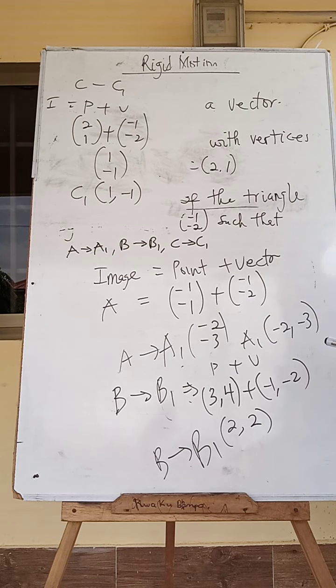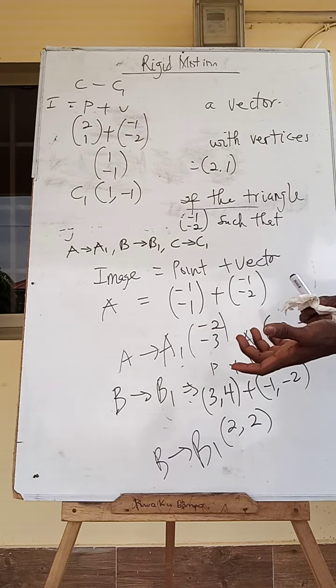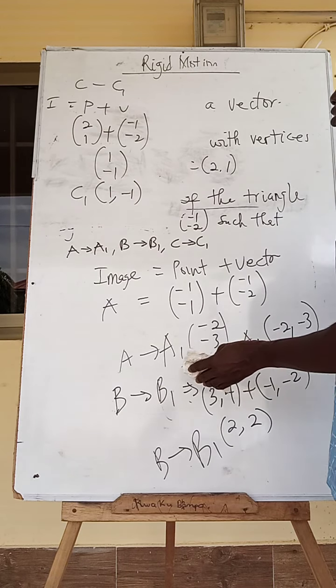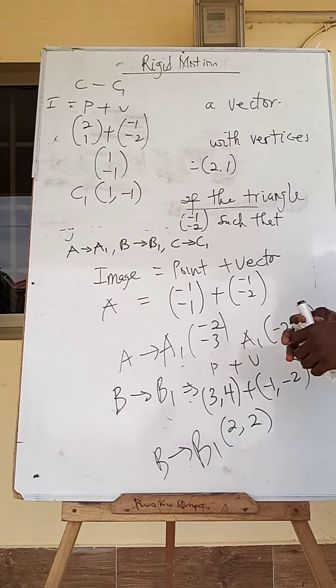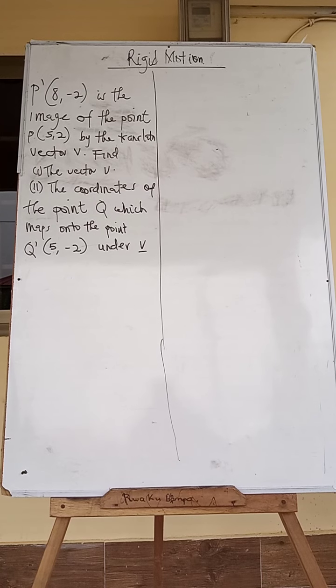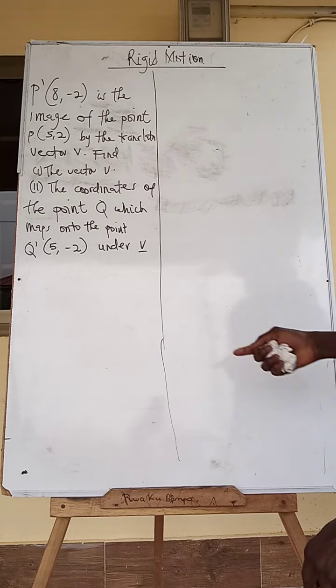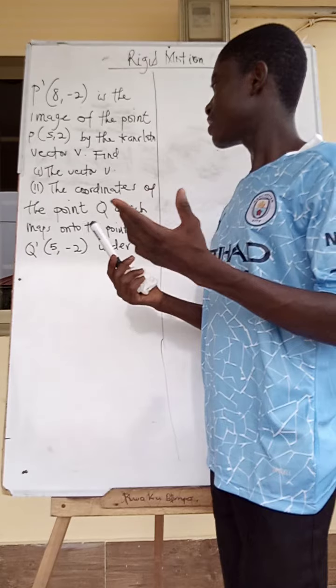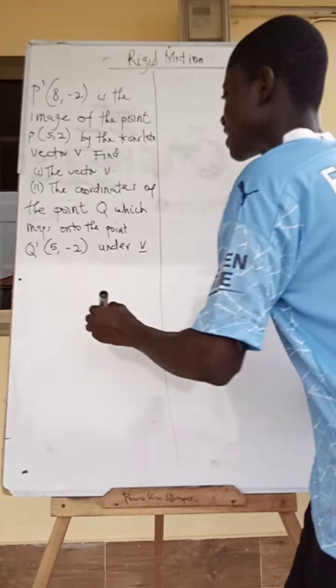So that is that. So we've been able to tackle a question. So that is all about translation. Let's take one last example, then we move on. All right, let's take this example. This one is using another method other than the one here.